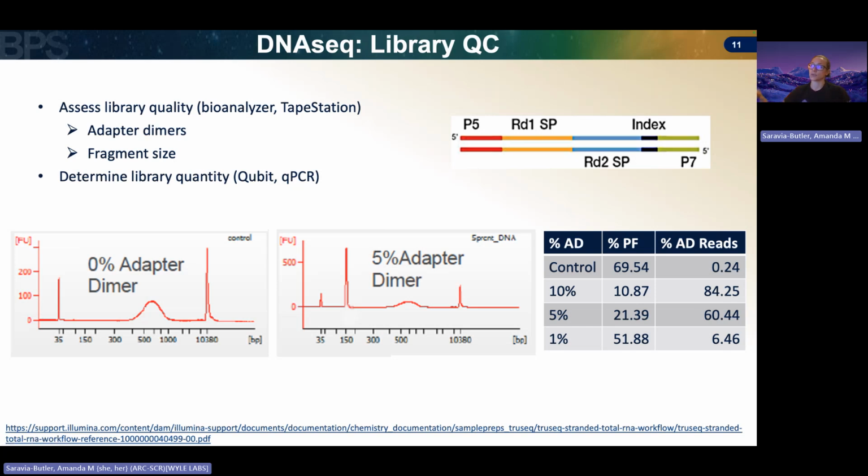So essentially you are throwing away 60% of your data. If you get up to 10% adapter dimer, you are looking at about 85% of your reads just being reads of adapters, which means that you only have roughly 15% of sequences from your target region. And so you are throwing away 85% of your data. So again, I can't stress enough how important it is to take a look at the quality of your libraries before you move on to sequencing.